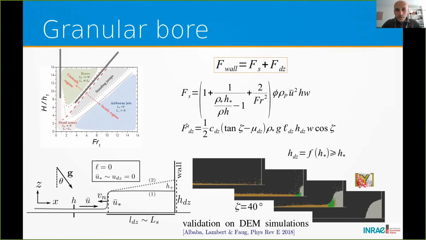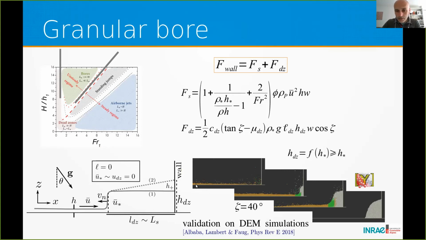And you have another force which is developing, which is the apparent weight of the mass stored between the wall and the jump, the shock, which is FdZ, which is again a function of some friction. So here, this model was validated on DEM simulation.